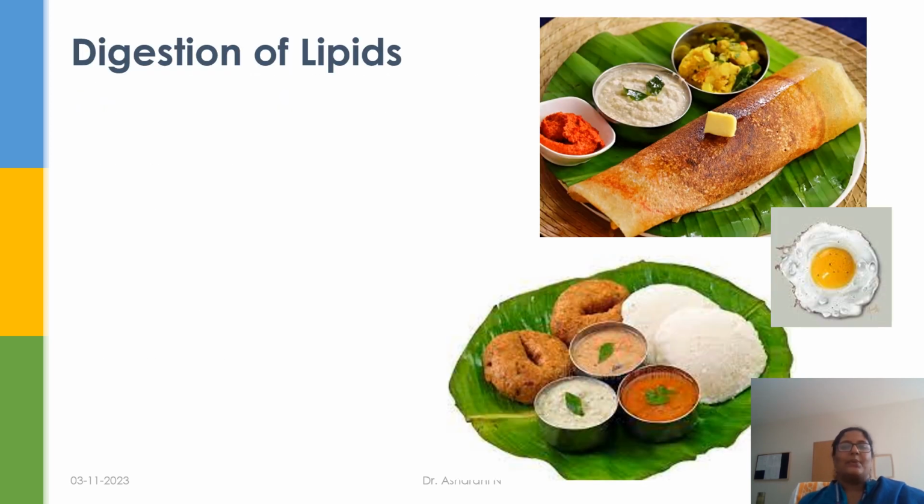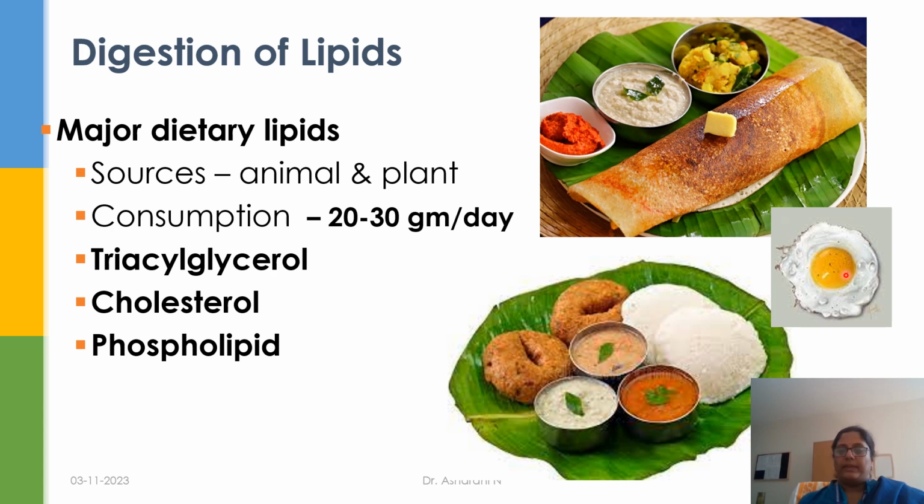So let us start with this nice breakfast image. You can see this is dosa, idli, vada, egg, omelette. These are the various diets we consume in our day-to-day life. Even though there is no visible fat, you should understand that the food items we consume, along with the other nutrients, contain lipids also.